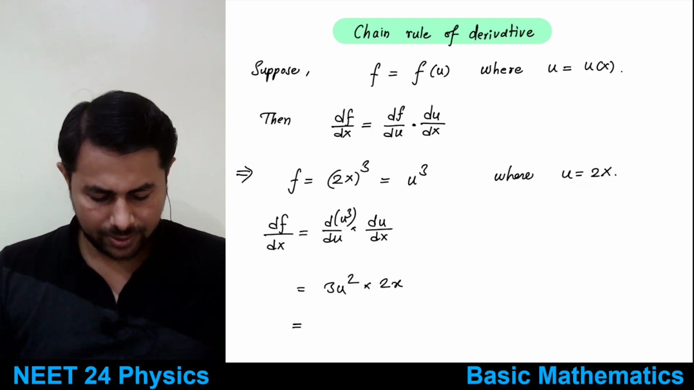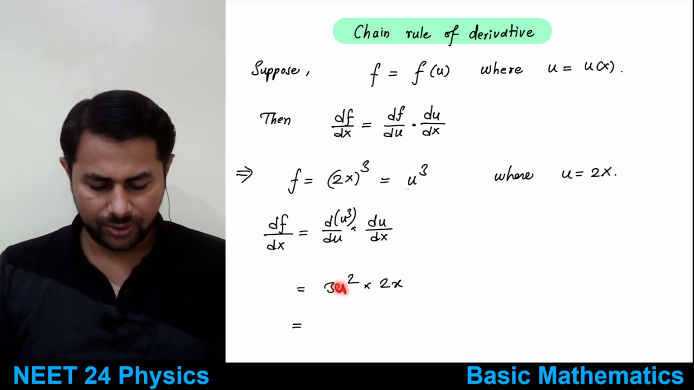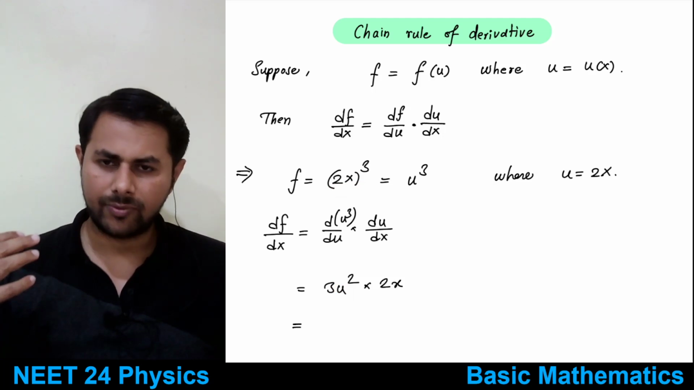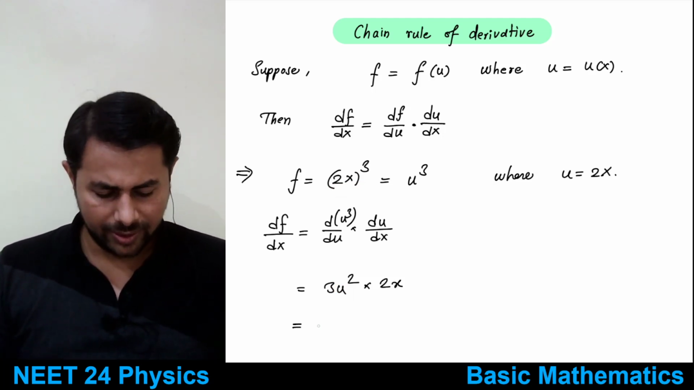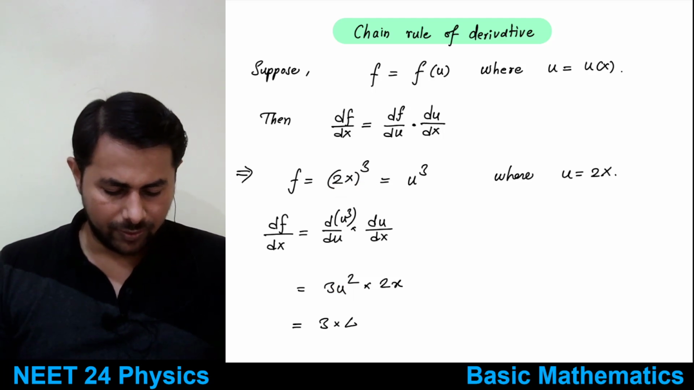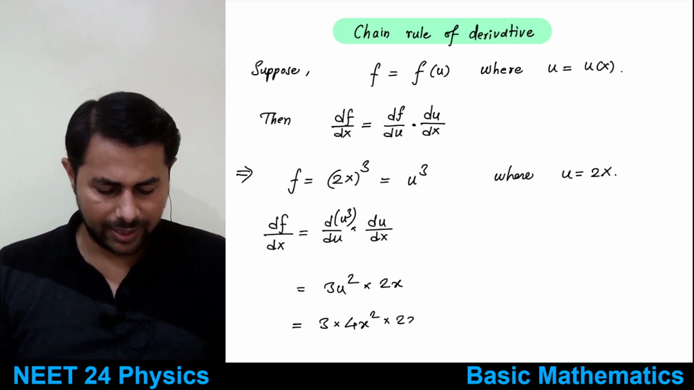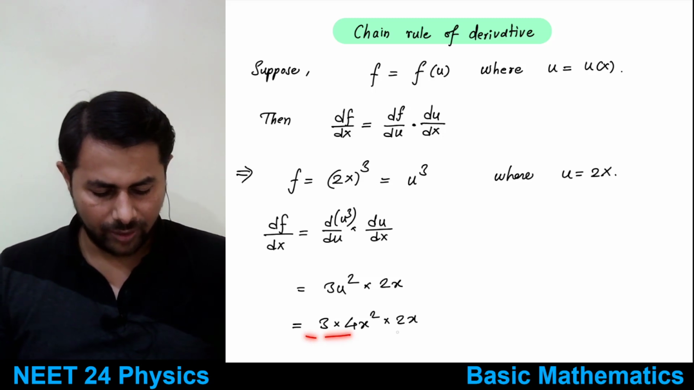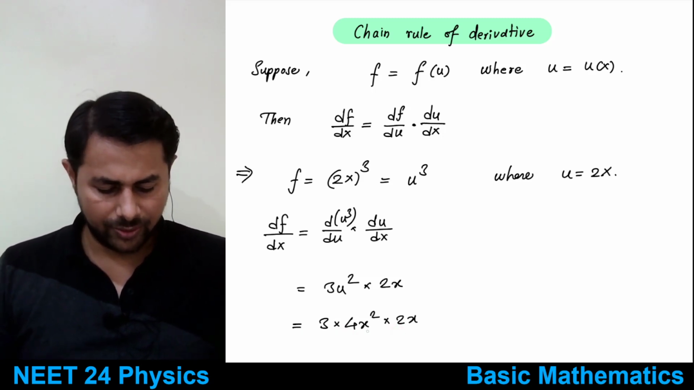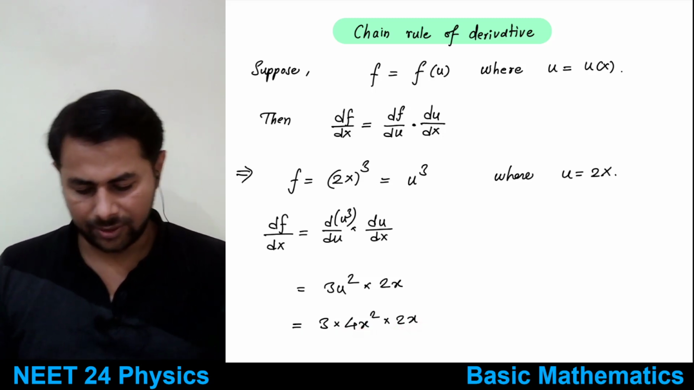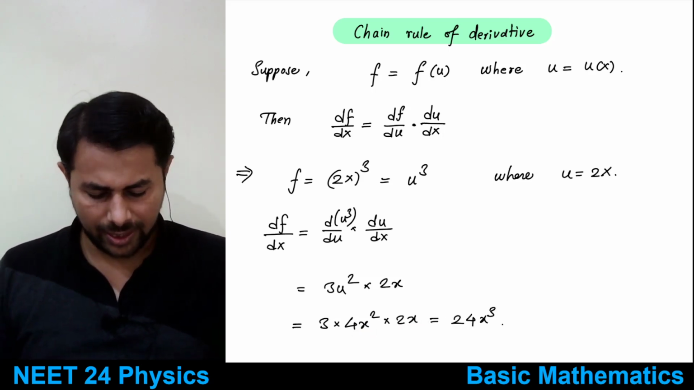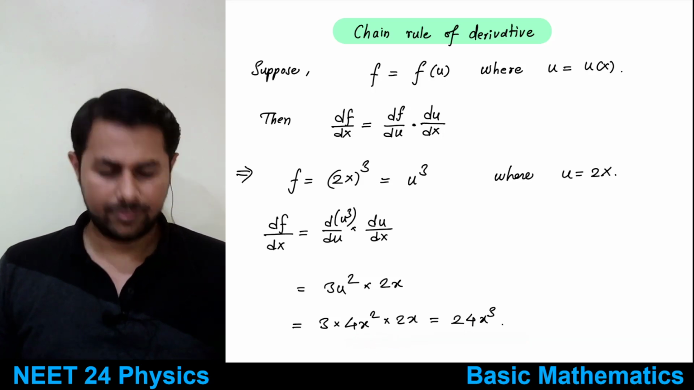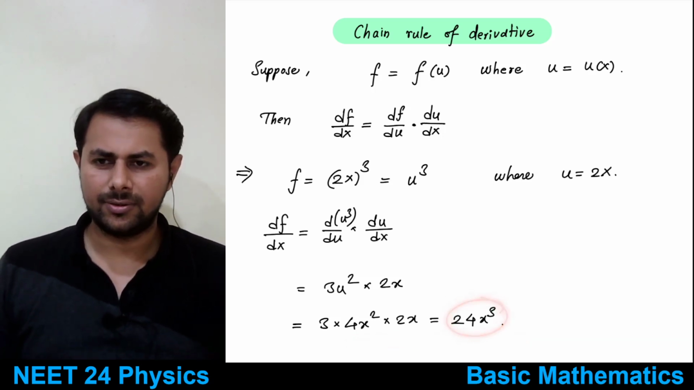right? So then what is u? U is equal to 2x. Then what will be 2x square? It will be 4 times x square. So it is 3 times 4x square multiplied by 2x. So 3 4s are 12. 12 times 2 is 24. 24 x square into x is x cube. So this is 24x cube. This is the answer. Okay. This is clear? Yes, no?